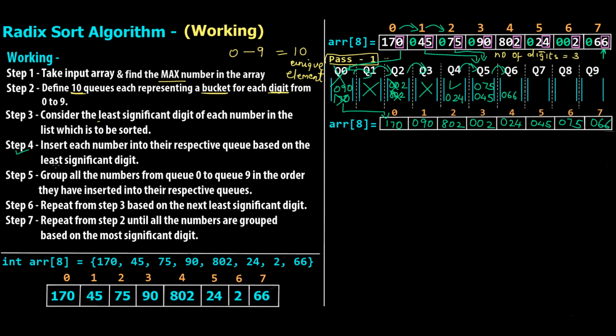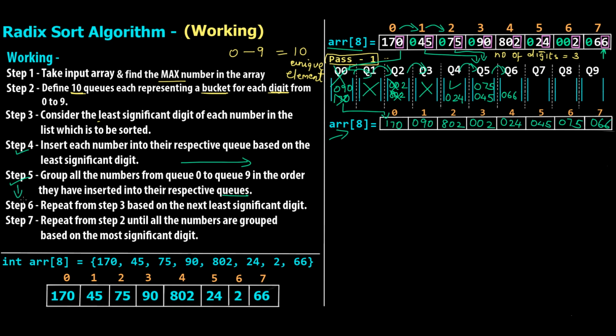Okay, so now step 5 is done, grouping of all the numbers from Q0 to Q9, in the order that they have been inserted in their respective queues. That's how we wrote them in our original array. And what we've done is we've sorted this array one time, that is for the first time, based on just the units position. Now if you observe, this array obviously is not sorted, right? 170 is coming at the first place where 002 has to come. But this is not the end of this Radix Sort sorting algorithm and we have still more steps.